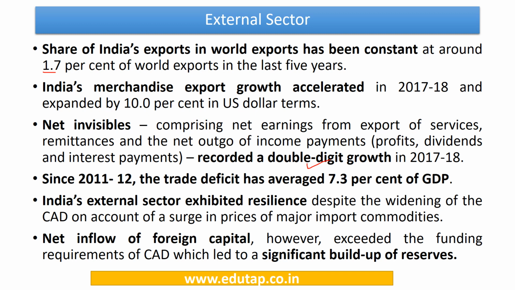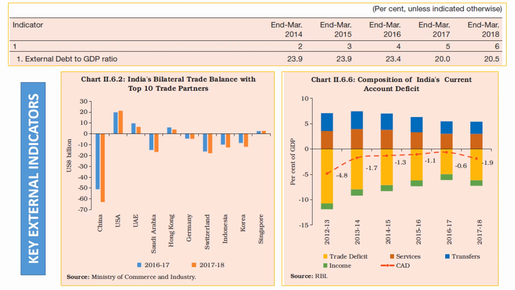And since 2011-12, the trade deficit, the difference between the imports and the exports, has averaged around 7.3% of the GDP. And if you talk about India's overall external sector, it has remained more or less resilient. And the net inflow of foreign capital has led to a significant buildup of reserves, and it has also helped us in meeting the funding requirements of the current account deficit. So this is about the different important indicators with regard to the external scenario.